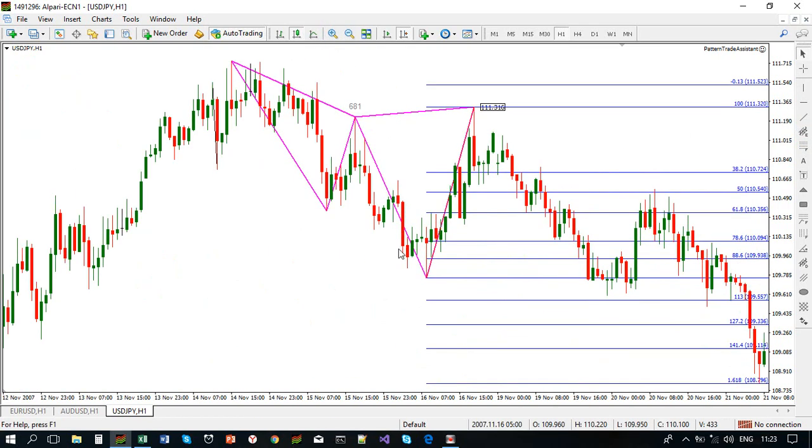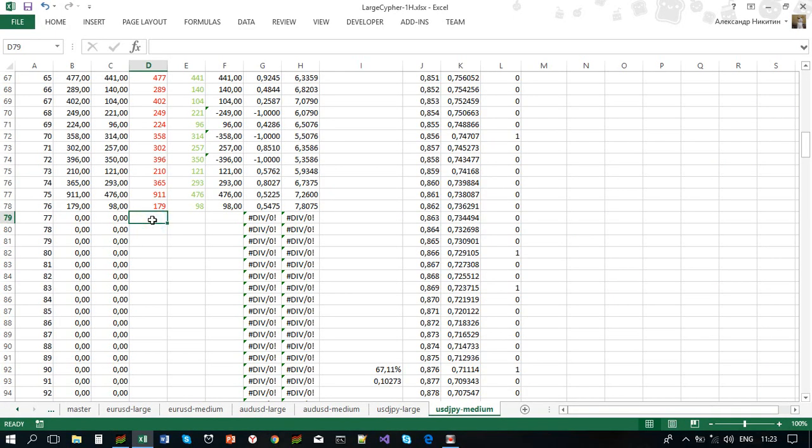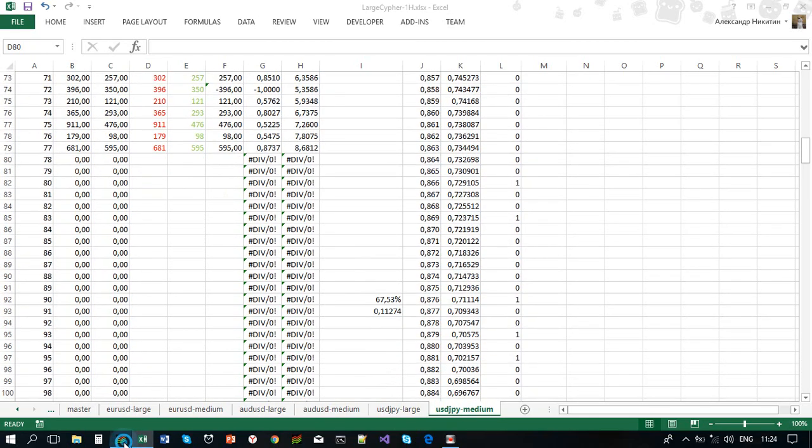Oh, it seems to me we have a touch and reverse again. 11.31.6, 11.32. We slightly exceeded our entry. Okay, take profit says 59.5, 68.1, 68.1, 59.5, 68.1, 59.5, and it equals the take profit.